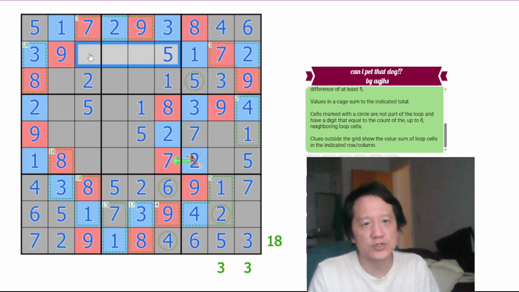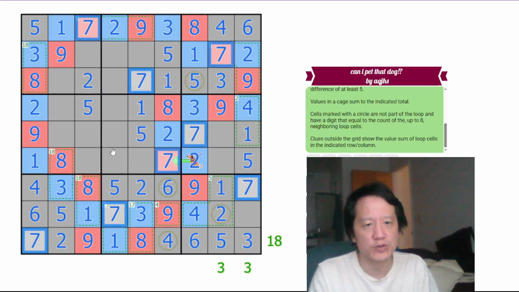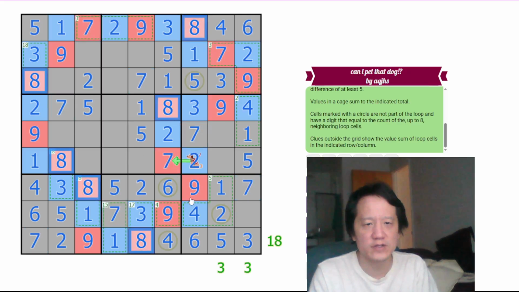In box 2, 7 cannot be here or here because of 7's in the row and column, so this must be 7. And we have 8 7's. We know where the last 7 has to be. It has to be here. So that gives us all the 7's, all the 8's. In row 8, 8 has to be here.